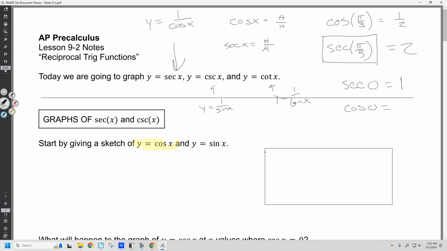Let's look at the graph of secant. Again, it's not inverse. So I'm going to start at 0. I got pi over 2, pi, 3 pi over 2, 2 pi. We have y values of 0, y values of 1, y values of negative 1.